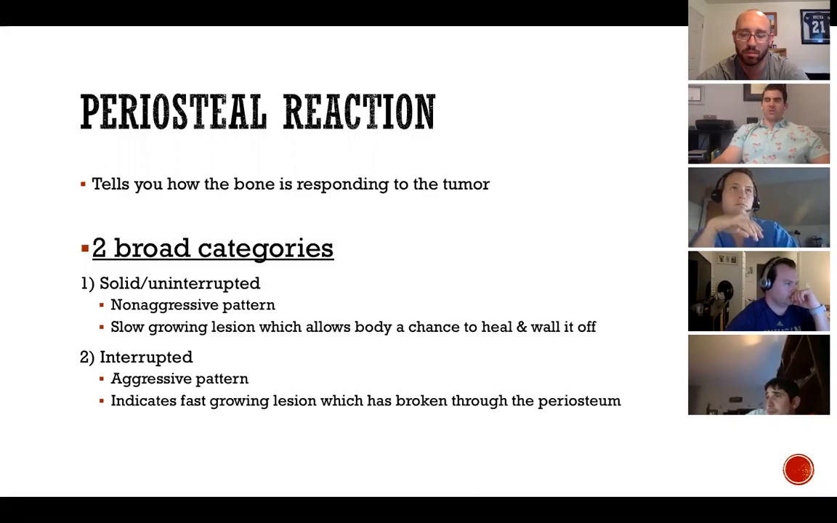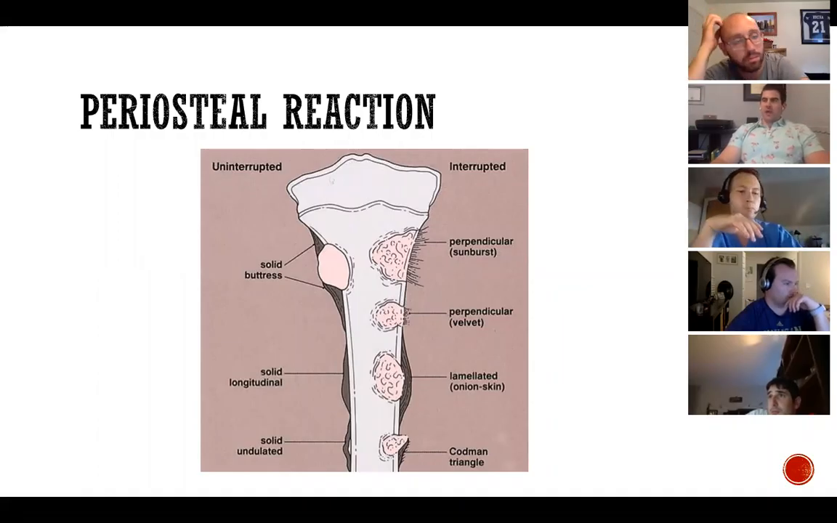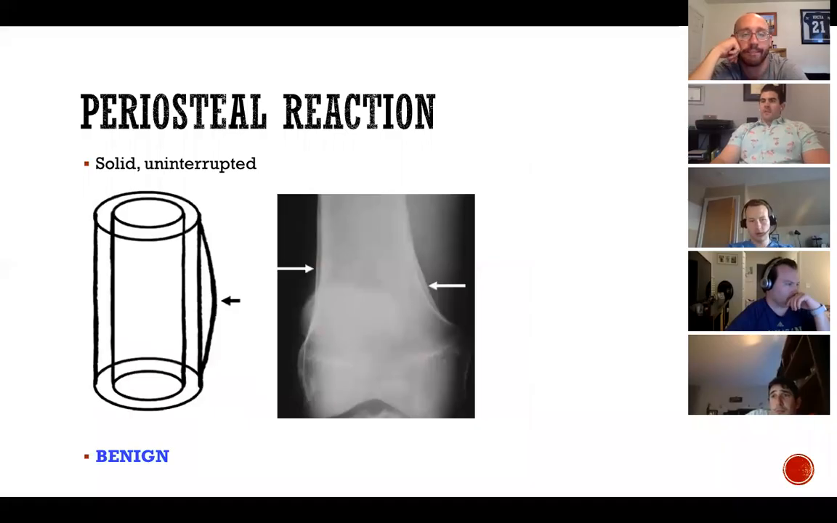We're going to show you some pictures, I think, that are helpful here. Again, this is for your review, looking at the different areas of periosteal reaction, which are nice. So we talk about a solid, uninterrupted area. You can see these arrows with an abnormal appearance of the cortical edge of the bone, but it is solid and uninterrupted. And this shows that this is likely a slow-growing benign lesion.